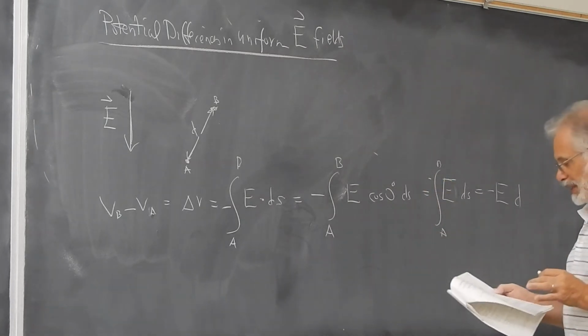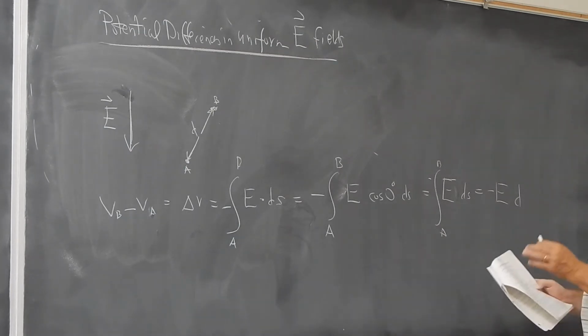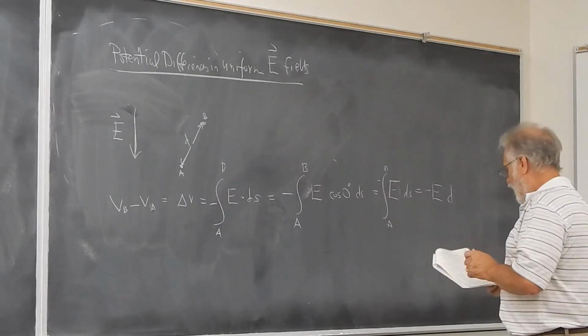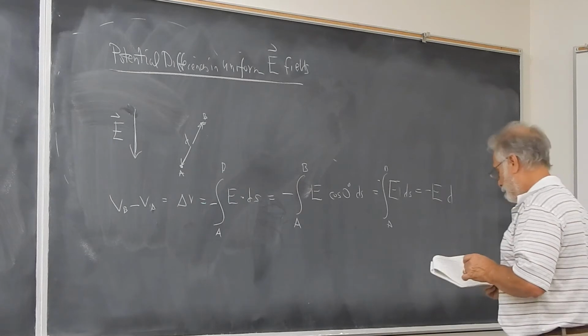So very simply, by the way, the negative sign indicates that B is at a lower potential than A. In fact, electric field lines always point in the direction of decreasing electric potential.